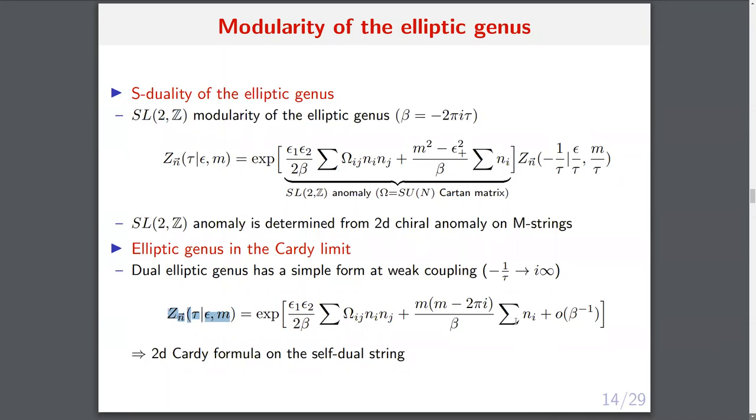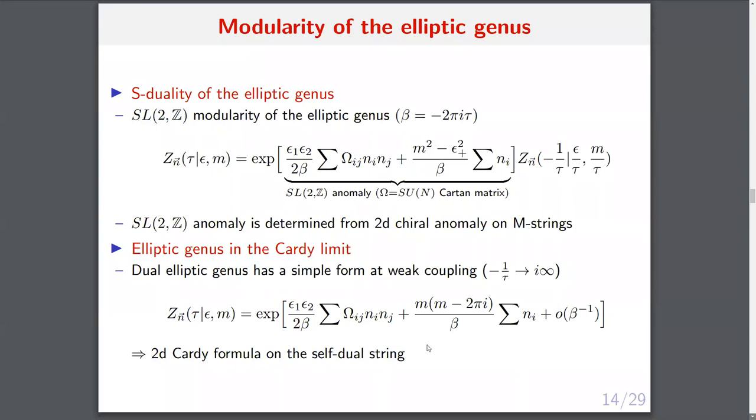We can see that these two leading terms are of order 1 over beta. Therefore, they give the leading order in the Cardy limit. Also, this formula of the 2D elliptic genus in the Cardy limit is basically the 2D Cardy formula of the 2D CFT living on the self-dual string.